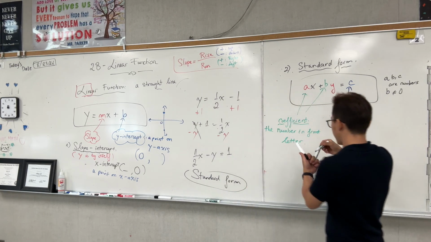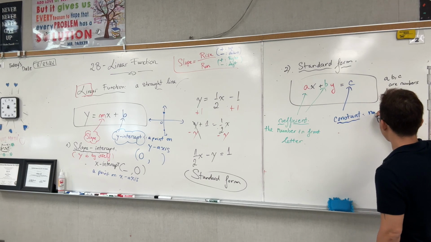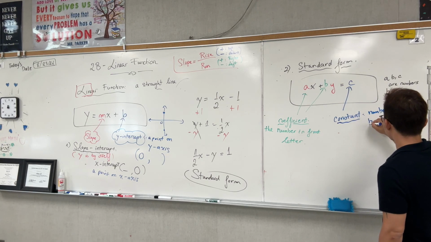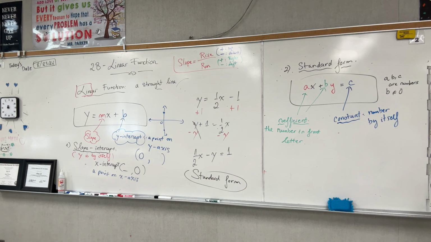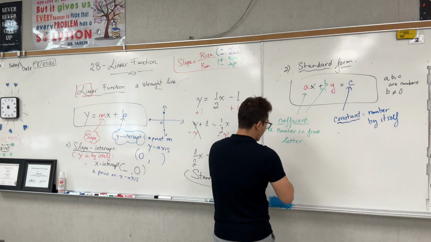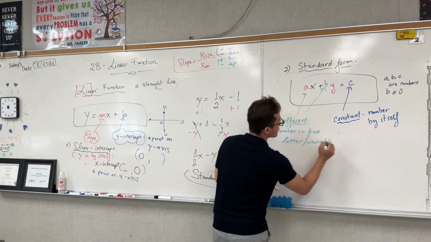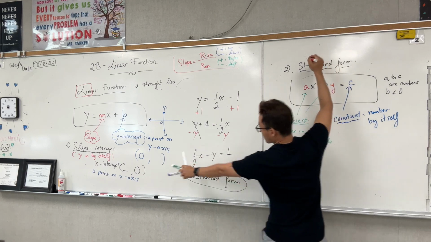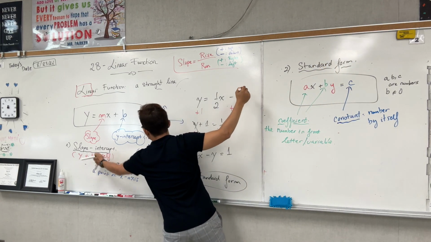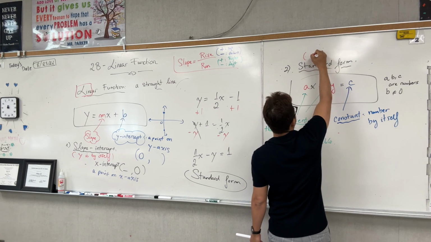Why constant? Constant is just a number by itself. That means no letter after that. Coefficient is in front of a letter or variable. Letter is variable. So compared to here, slope intercept is y by itself. Standard form is number by itself.